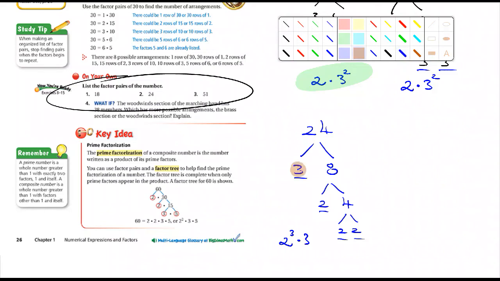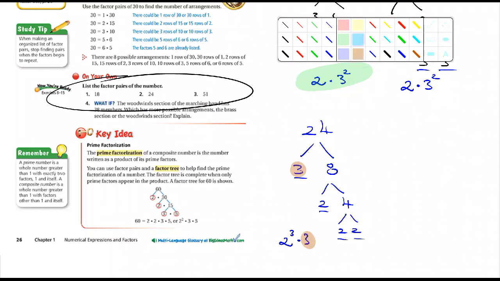Because there's 1 3, and there's three 2s. All right, so that's one way to do 24. Is there another one? 12 and 2. That would work. 2 and 12. Can we go any further with the 2? No, so we're done there.